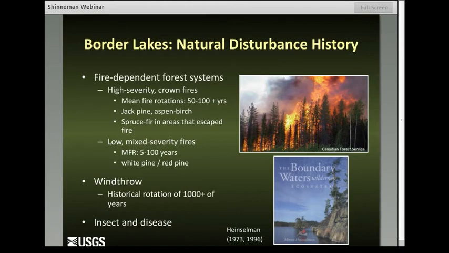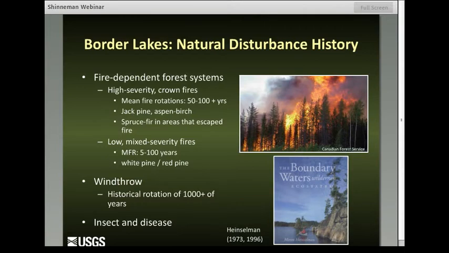And mean fire rotations probably were on the order of 50 to 100 plus years. And some areas that escaped fire for longer periods were more likely to be dominated by spruce and fir and other forest types. But it also had a fairly substantial, although a smaller area, that was comprised of red pine and white pine that were maintained by mostly low and mixed severity fire regimes that may have had mean fire returns or rotations of anywhere from 5 to 100 years.